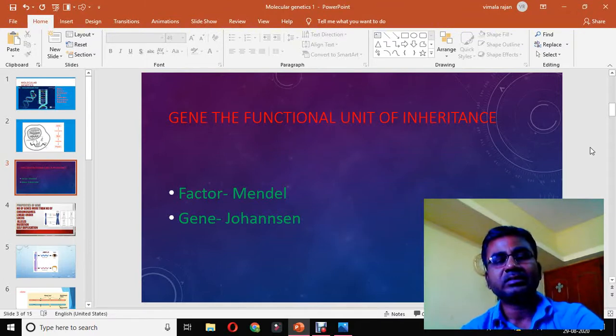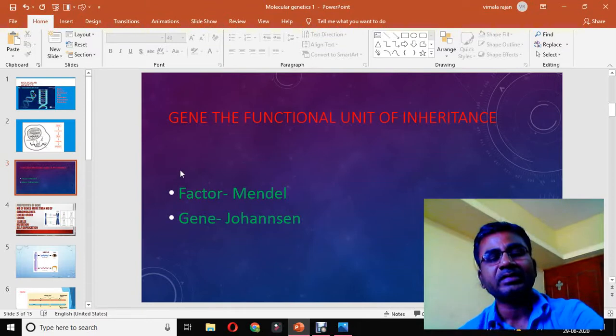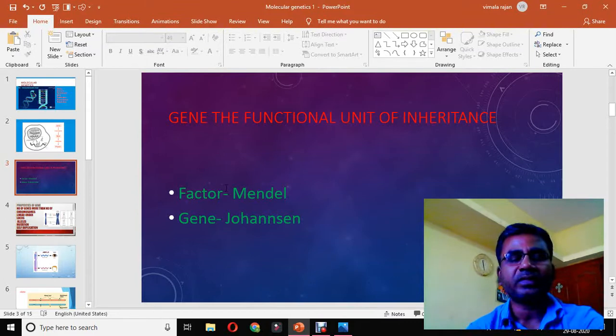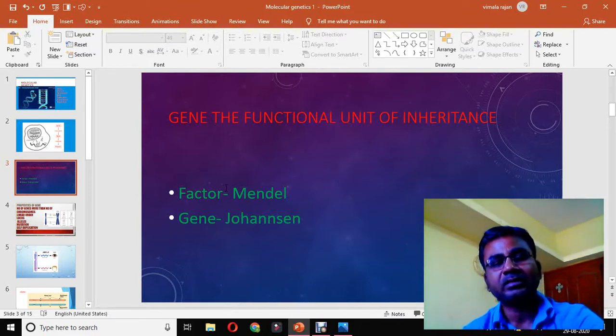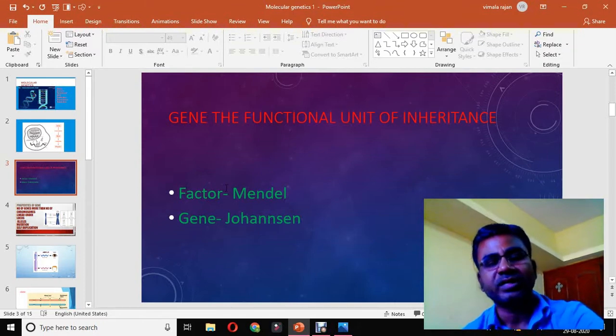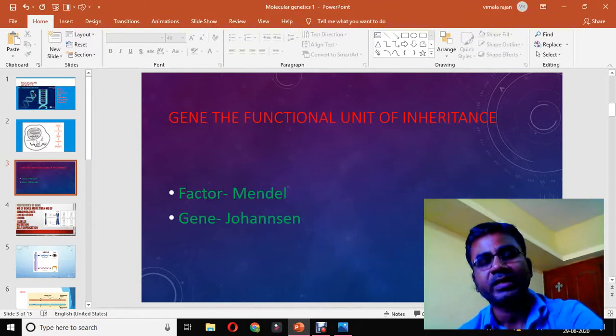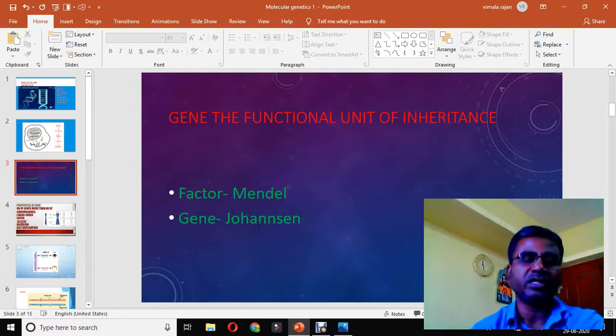Mendel was the first to introduce the concept of the gene. The gene concept was introduced by Mendel, but he didn't name it as gene. He named it only as a factor which is found in the nucleus that is responsible for transmission of characters. So that was given by Mendel, and he didn't name it as gene. The name gene was given by Johannsen. He named the genetic material as gene.